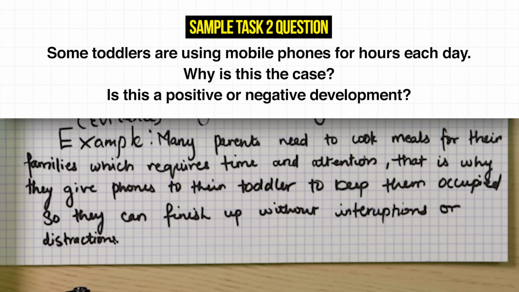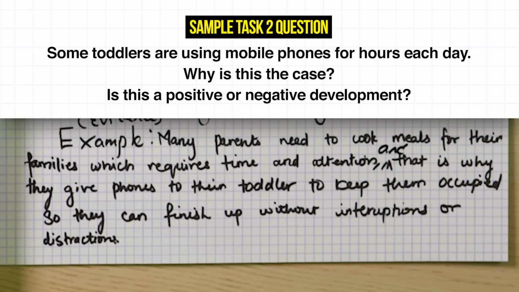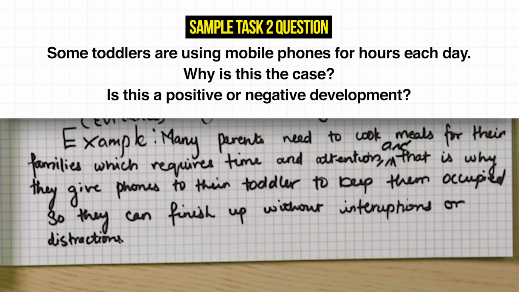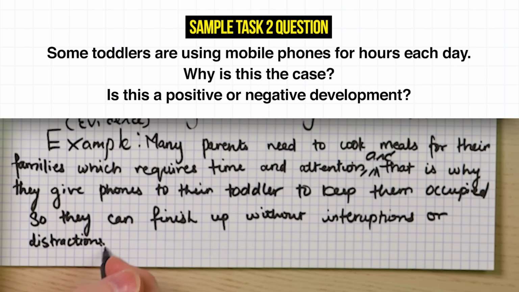Add that in? Okay. Many parents need to cook meals for their families, which requires time and attention, comma, and that is why they give phones to their toddler to keep them occupied so they can finish up without interruptions or distractions. Very good. Now we're going to write the second one without any help, okay?